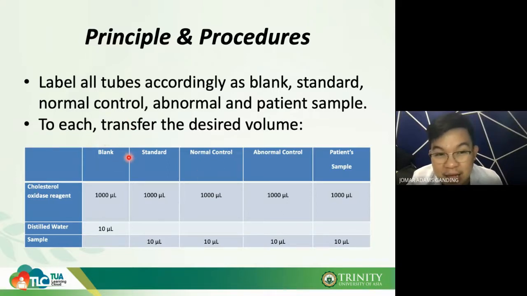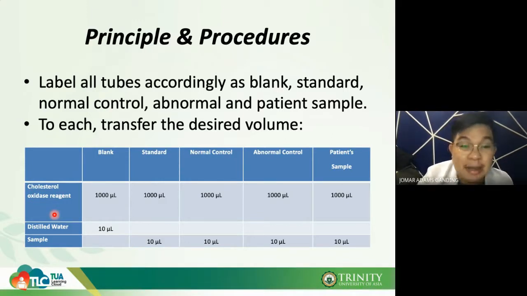So as for the procedures, remember to label all your tubes. So you have your blank, you have your standard, your normal and your abnormal control, and your patient sample. Remember that we will be needing 100 microliter of your cholesterol oxidase reagent. And then for your sample, we'll be needing 10 microliter of your standard, 10 microliter of your normal control, 10 microliter of your abnormal control, and also 10 microliter of your patient sample.